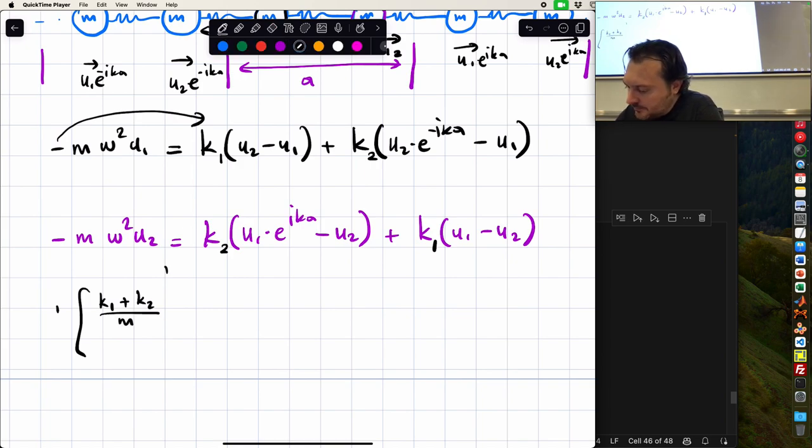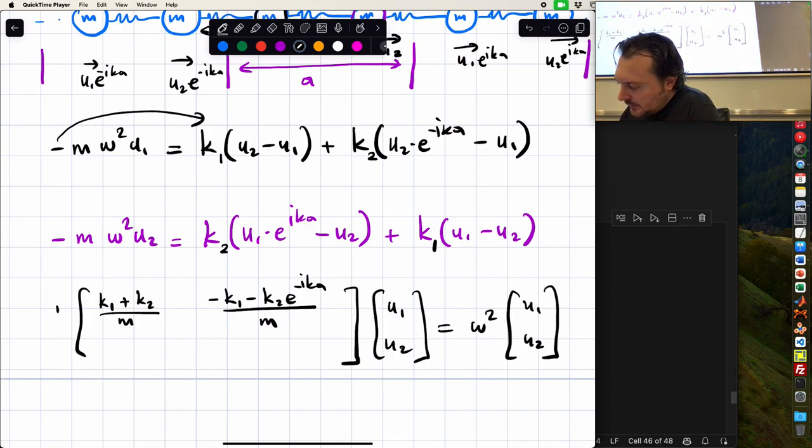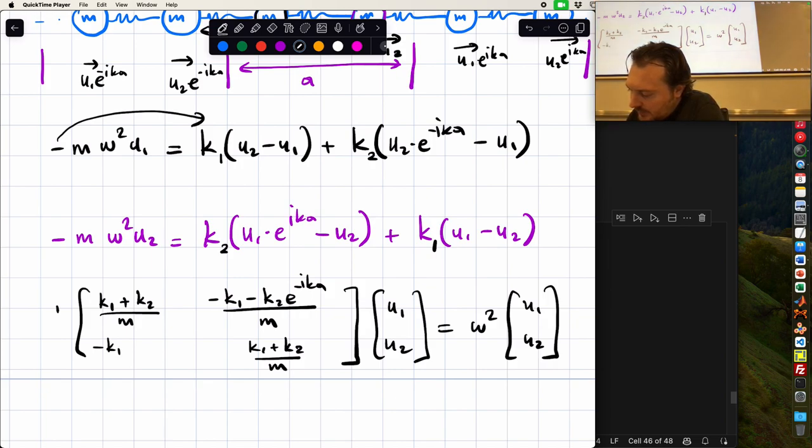This is like this, right? So on the other side, you have minus k1 minus k2 e to the minus ika over m. Are we on the same page or not? Yes. Also on the other side, you have k1 plus k2, I presume, over m. And what do we have here? We must have this one, k1 minus k2 e to the plus ika over m. Does everyone agree with this?